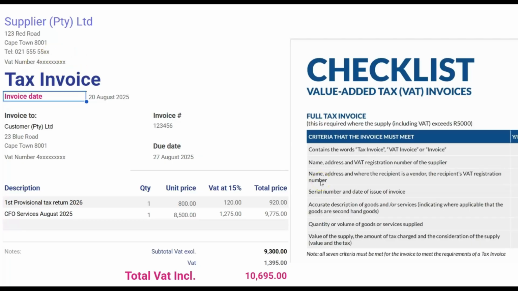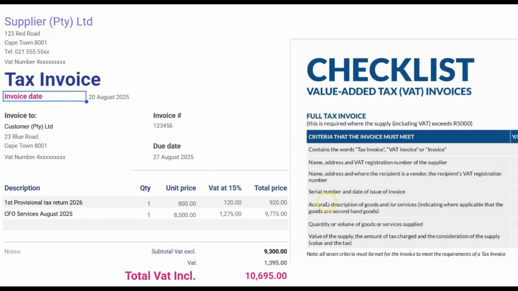Then next it must have the name, the address, and where the recipient is a vendor, the recipient's VAT registration number. There it is, the customer name is there, the address is there, the VAT number is there, it's valid. Serial number and date of issue of invoice. There is your invoice number, your serial number, there is your invoice date.